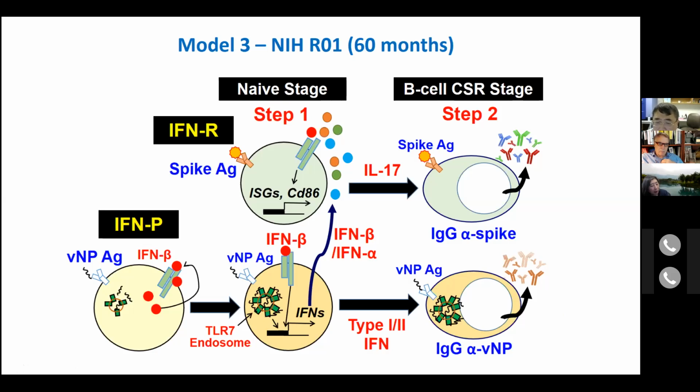TLR7, they make type 1 interferon alpha. So these B cells make interferon. Remember, it's the NP-reactive B cell that makes interferon. But there's a neighboring B cell, no such thing. They don't have anything to stimulate them. It's very difficult for them to survive without exogenous interferon.